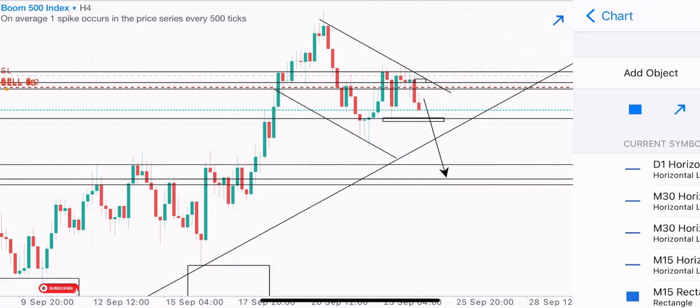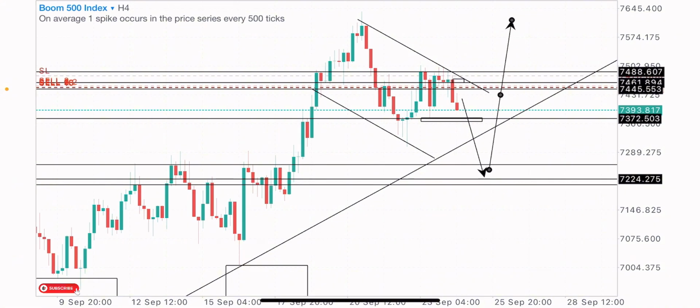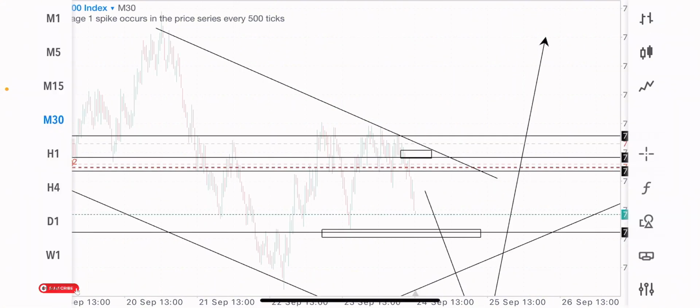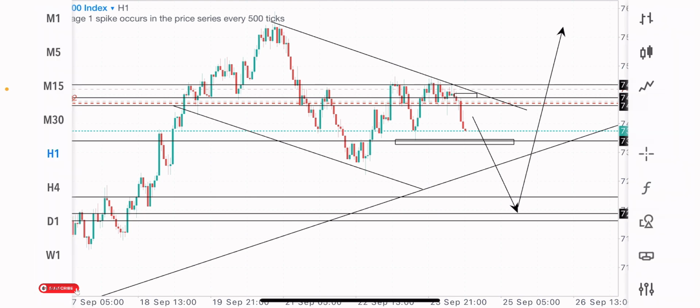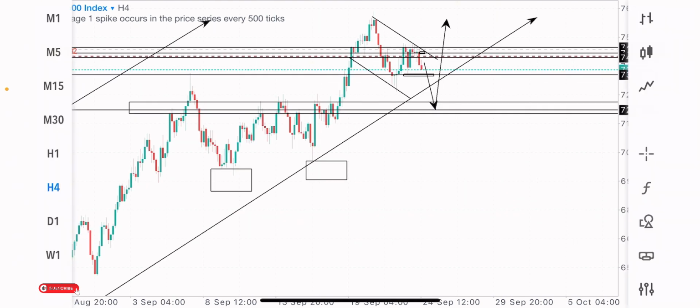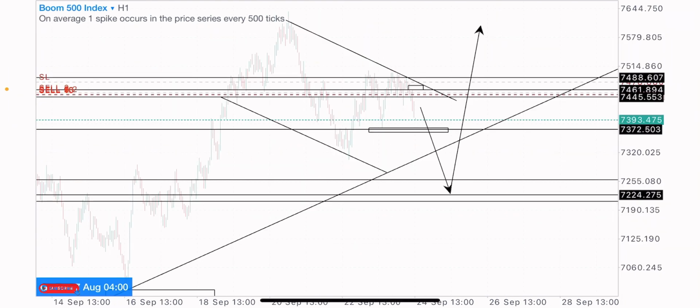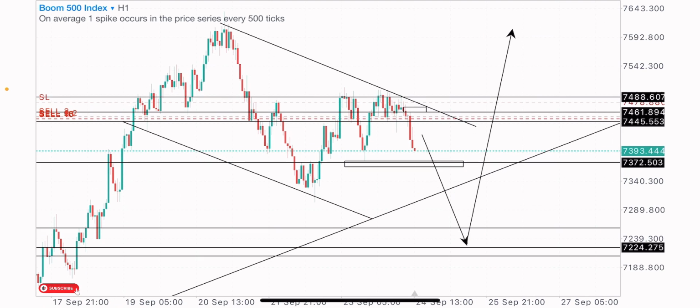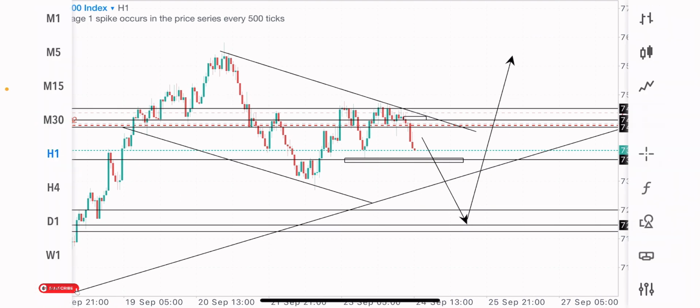So this is the projection on the high time frame on this index. I expect price to drop to the downside before the bullish continuation to the upside. This index is still bullish. Let's have that in mind. So the buys are still expected. The buys are expected only if price can get to those important levels on a higher time frame.